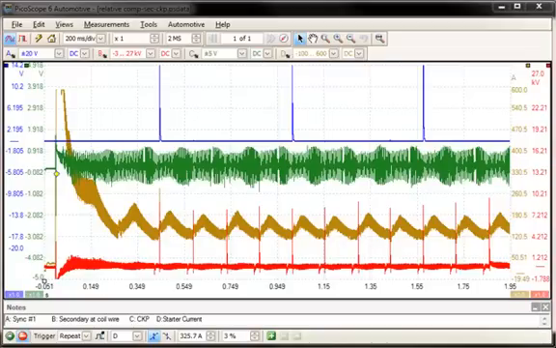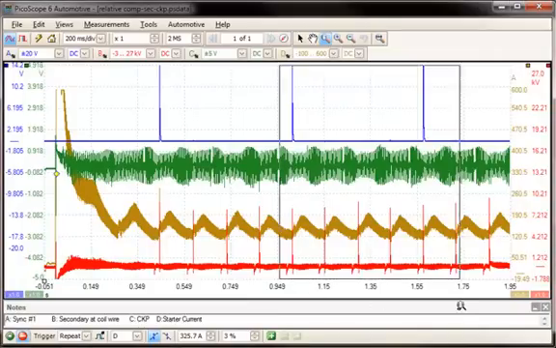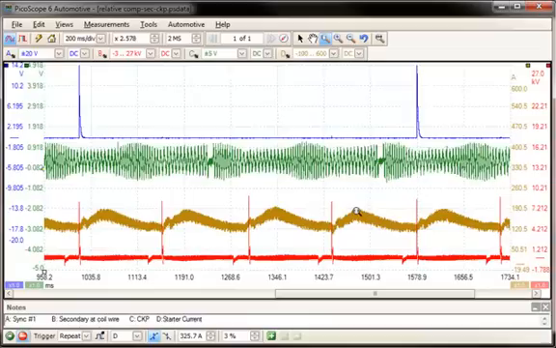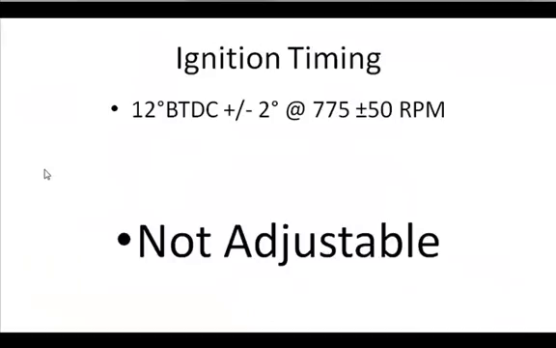Now, for those of you that don't have the WPS500 pressure transducer, we could also use the high amp probe, the 600 amp probe, around the battery cable to get a relative compression test. Now, with these current peaks representing the cylinder approaching top dead center, we could get a pretty good idea of ignition advance using that. Just not quite as precise as the WPS500. Now, according to all data, our ignition timing spec is 12 degrees before top dead center, plus or minus 2, at 775 RPM, and it's not adjustable.